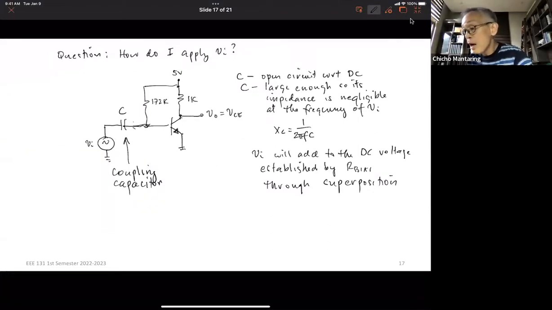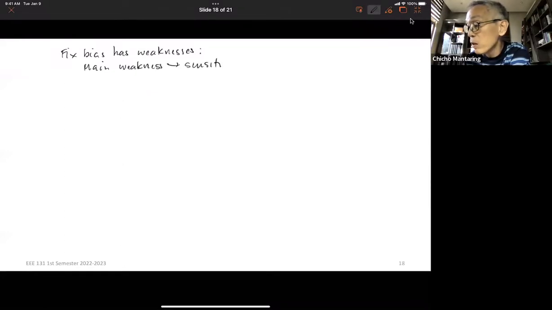Okay, now, I'm going to start discussing this next meeting, but the fixed bias has weaknesses. Its main weakness is that it is sensitive to beta. If the value of beta changes even a little, the Q point changes. It's sensitive to beta.